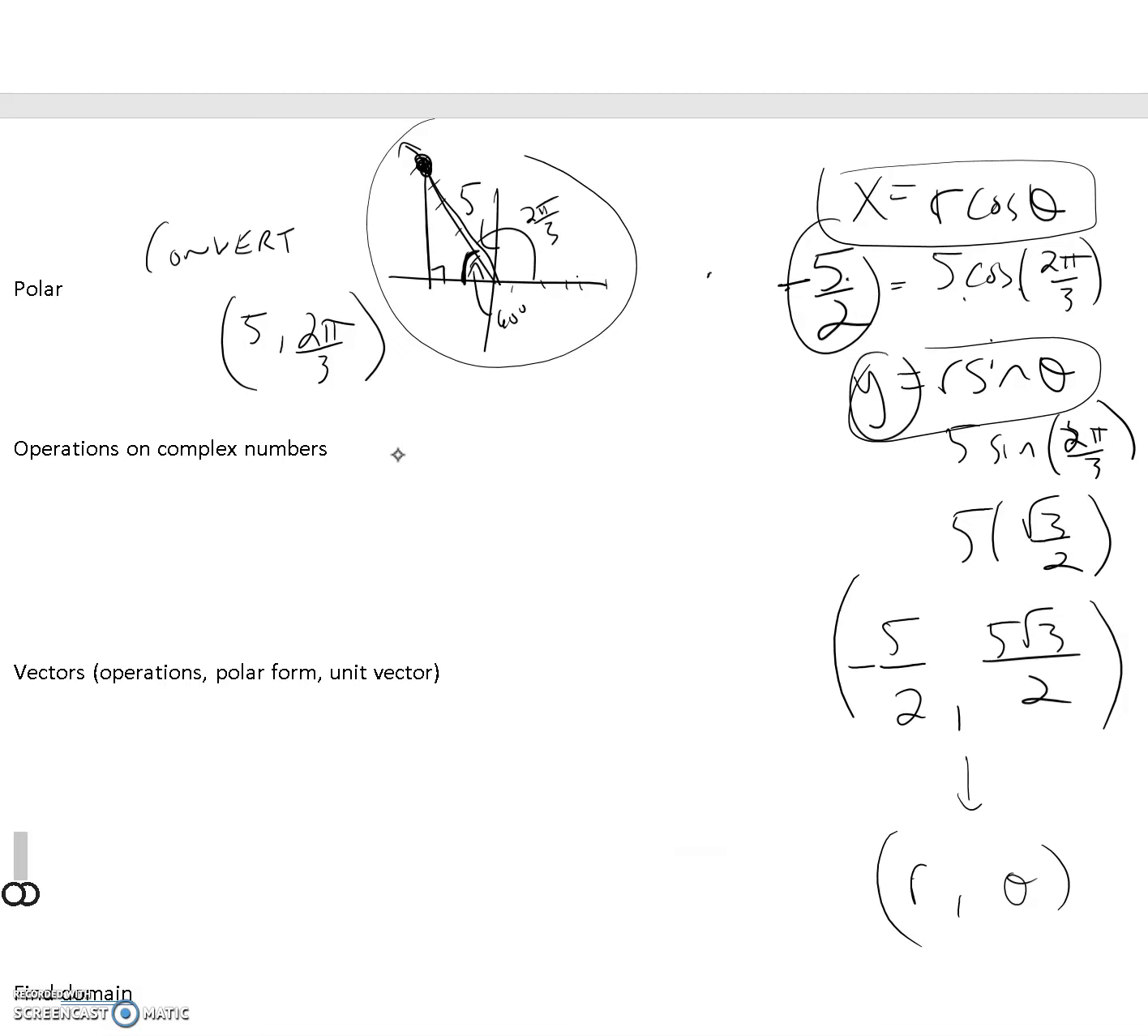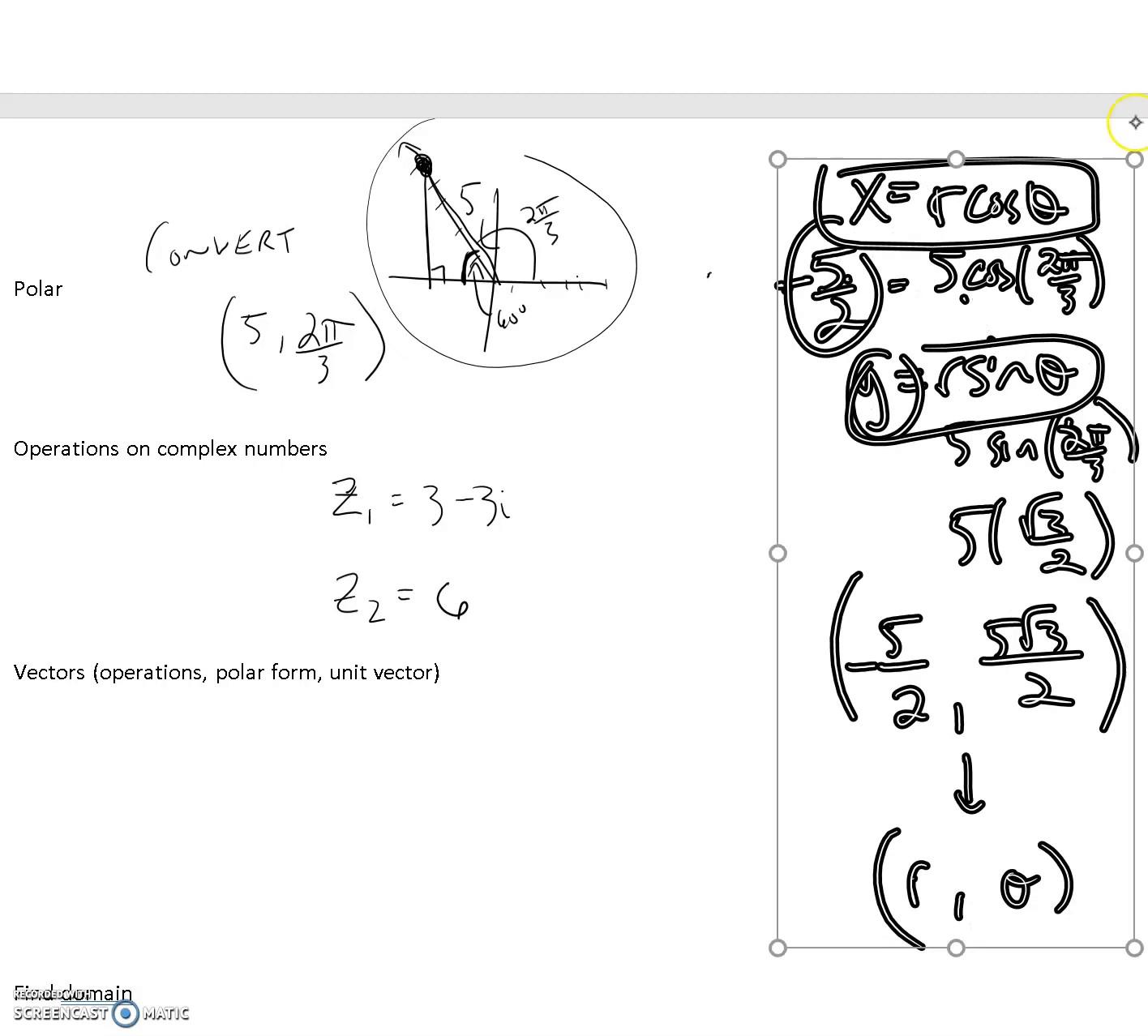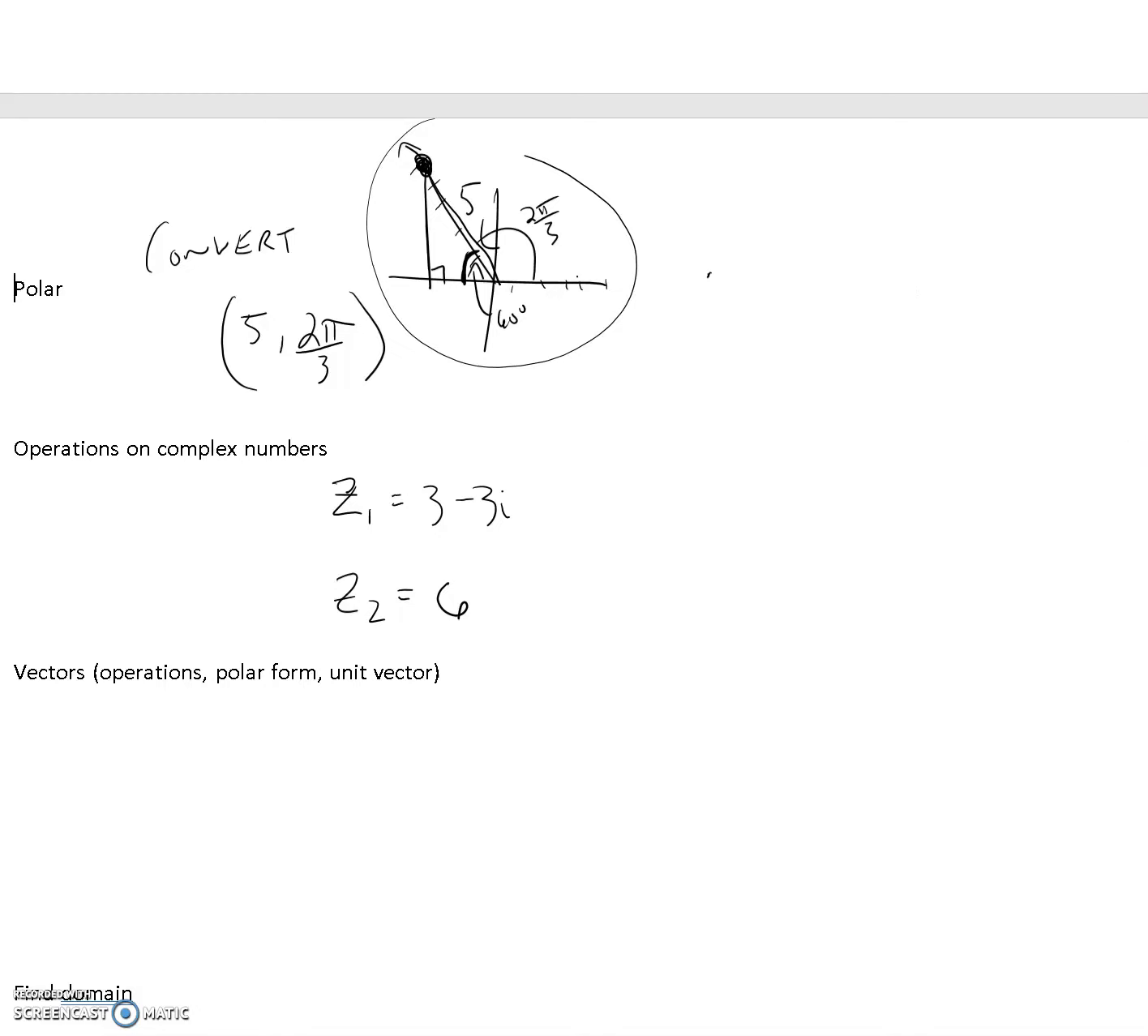Complex numbers. Let's say I give you a complex number like z1 equals 3 minus 3i, and z2 equals, let's say, just 6. All right, so those are two complex numbers. Know how to do the following. Know how to multiply these two guys together. Know how to divide them.